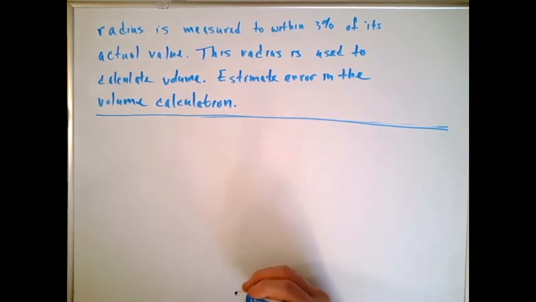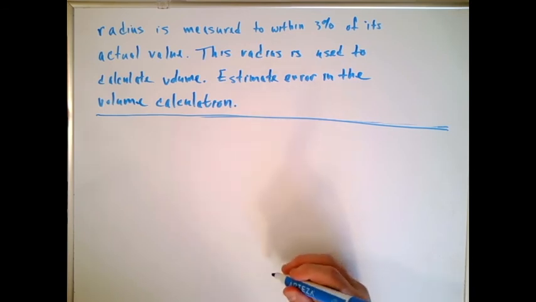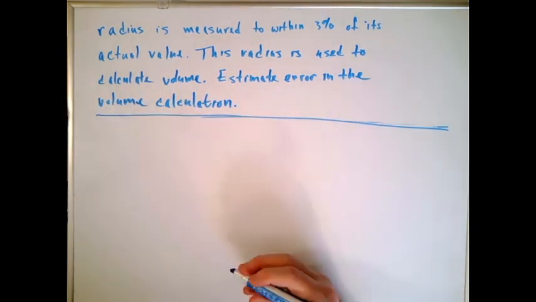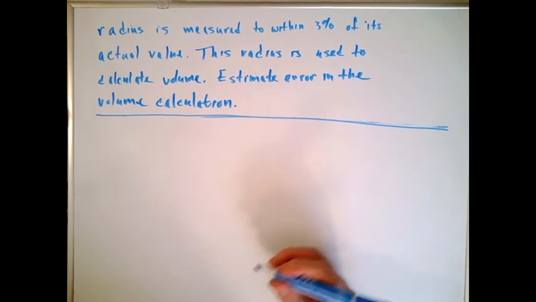Here's an example from Calc 1 where we use differentials to estimate the change in a function's value. So we're told that the radius is measured to within 3% of its actual value, and then we want to use that information to estimate the error in the calculation of the volume. So first thing we want to do is write down in symbols what it means for the radius to be measured to within 3% of its actual value.